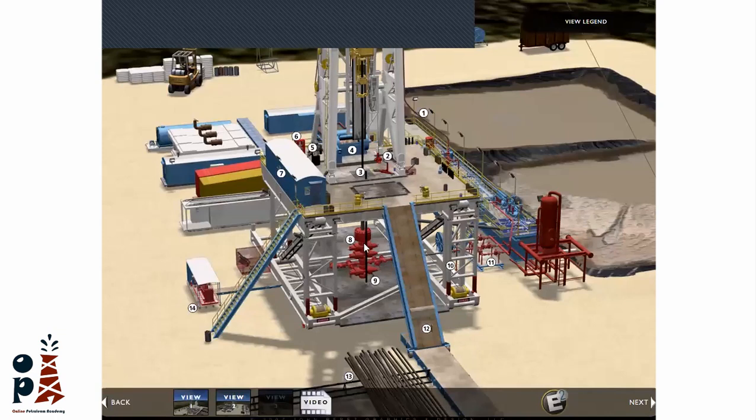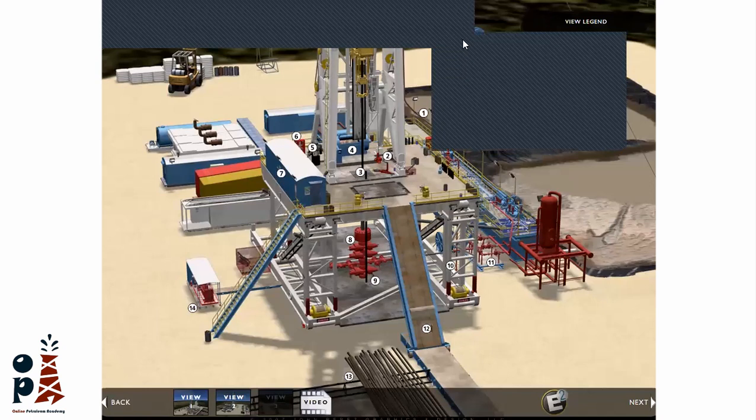We can run the BOP with a mechanical pump, with an electrical pump, and in case of failure, we can use these nitrogen bottles. So we can describe the koomey unit simply as the switch of the BOP. We can open and close any part of the BOP from this koomey unit.